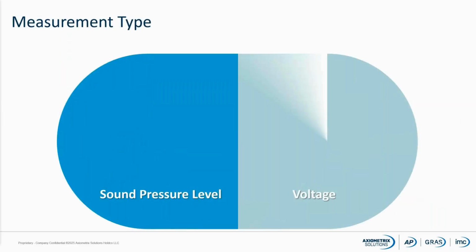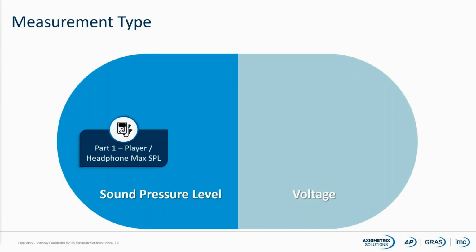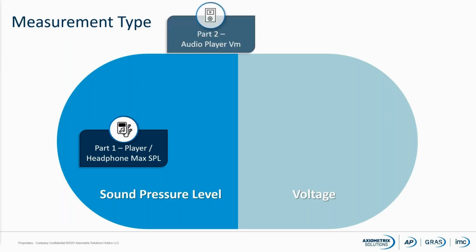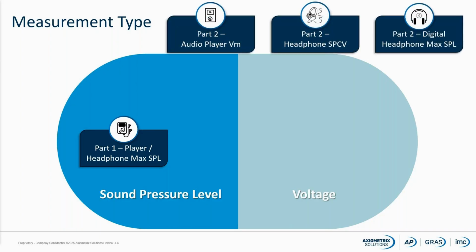There are two types of measurements we're working with in the standard: sound pressure level, otherwise known as SPL, and voltage. First, we have Part 1, player/headphone max SPL. Here's where we measure the maximum SPL of the PMP and headphones together as a package set. Next, we have Part 2, which has a total of 3 tests for PMPs and headphones not sold together as a package set.